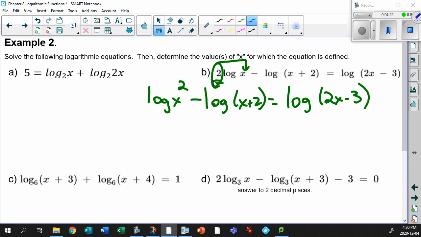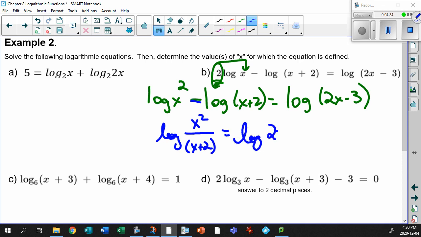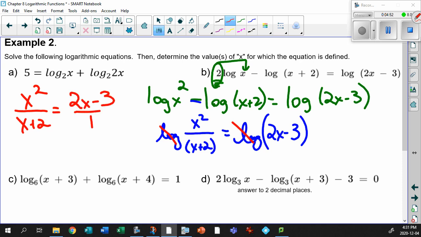So now just apply the log laws. This means subtract. So this is going to be the log of x squared over x plus 2 equals the log of 2x minus 3. And lo and behold, they're nice logs on each side. Now that they're all together, you can cancel them. What you end up getting is x squared over x plus 2 equals 2x minus 3. All you have to do now is cross multiply. This gives us x squared equals x plus 2 times 2x minus 3.